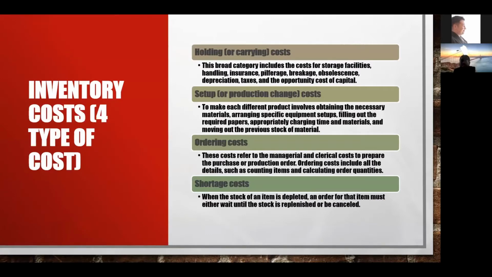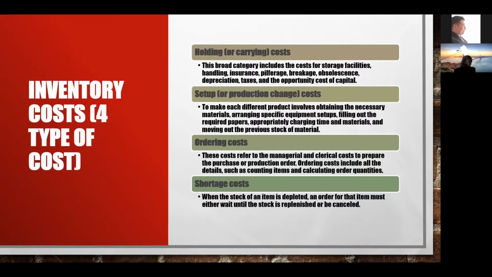What are the four types of inventory cost? There's holding cost, which is the cost of holding the items in inventory and warehouses. This includes insurance, breakage, taxes, and the opportunity cost of capital. Opportunity cost of capital is when you have other things you could store instead of something nobody wants. Setup cost is that every time you take inventory off and put it back up, it costs labor and everything like that.